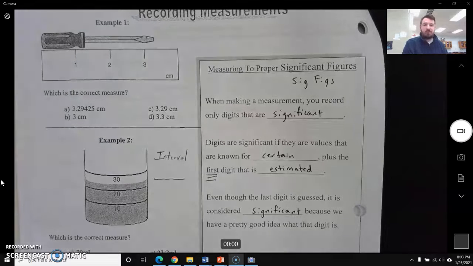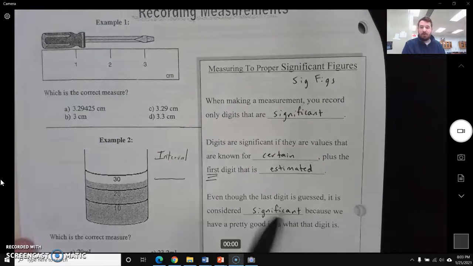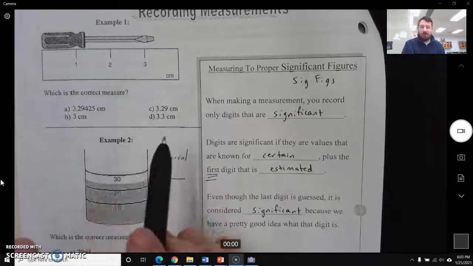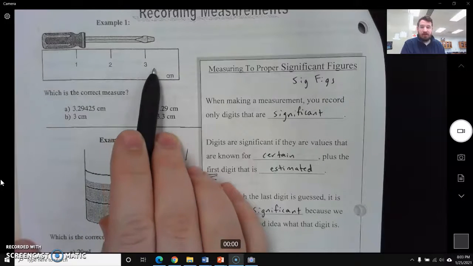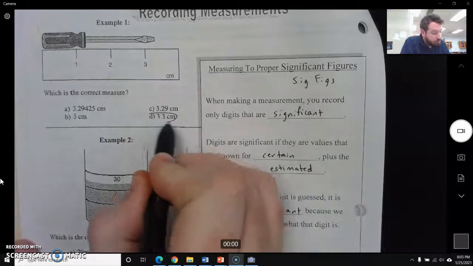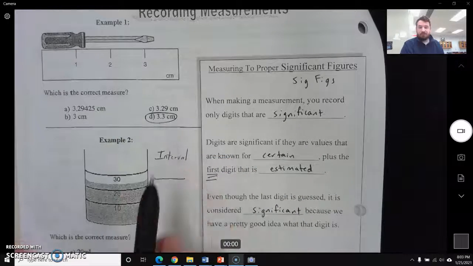All right, so let's go through what the correct answer should be here. For example number 1, we know for certain it's at 3, and then we can estimate to about 3.3, or 1 more digit more specific.